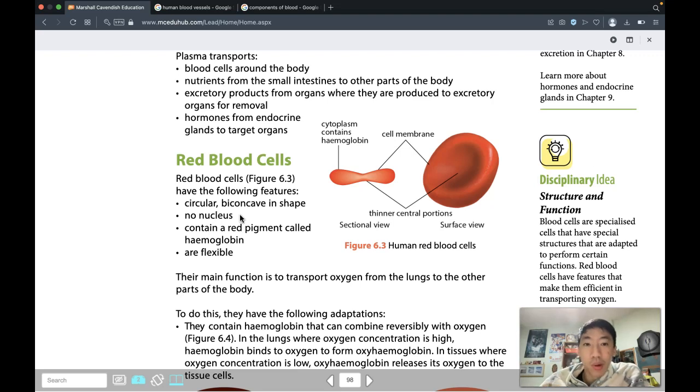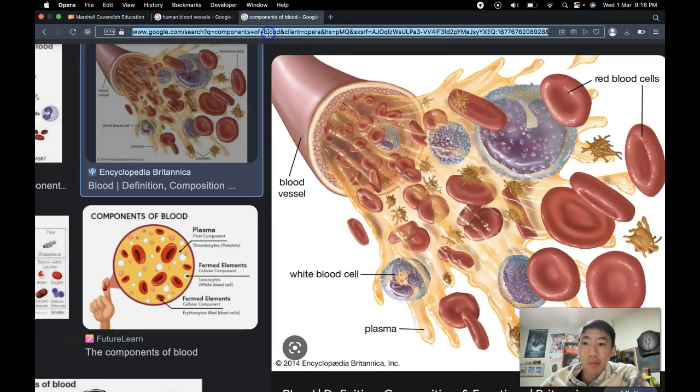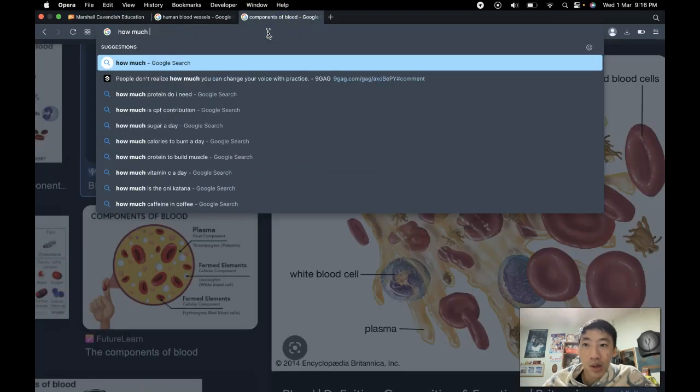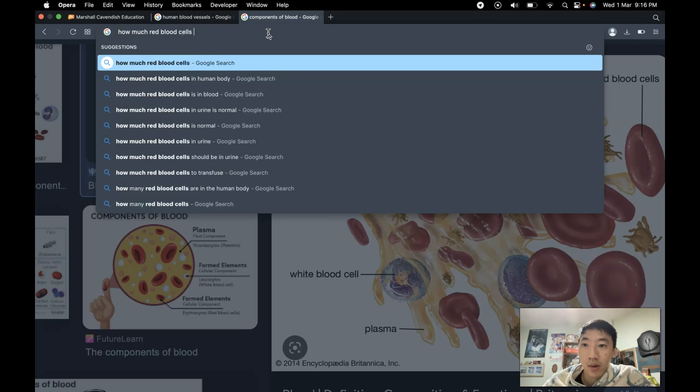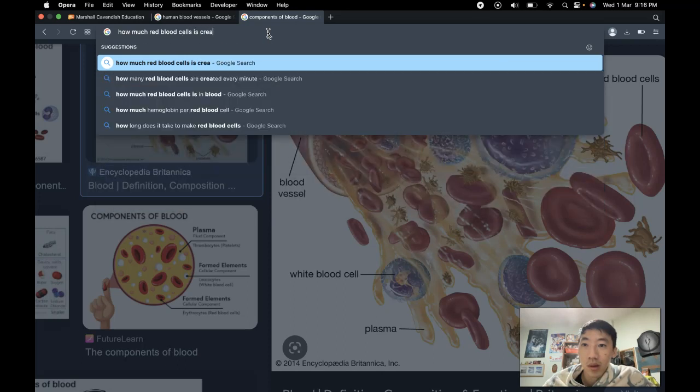So every day your body is making a lot of red blood cells. Let's see how many red blood cells your body is making. How many red blood cells are created every minute?